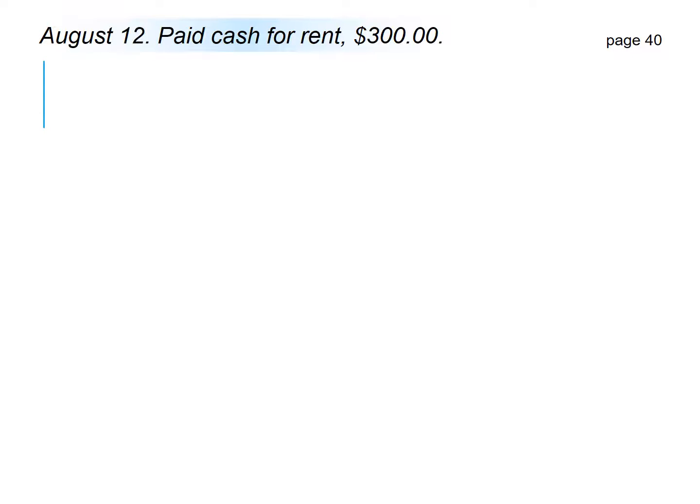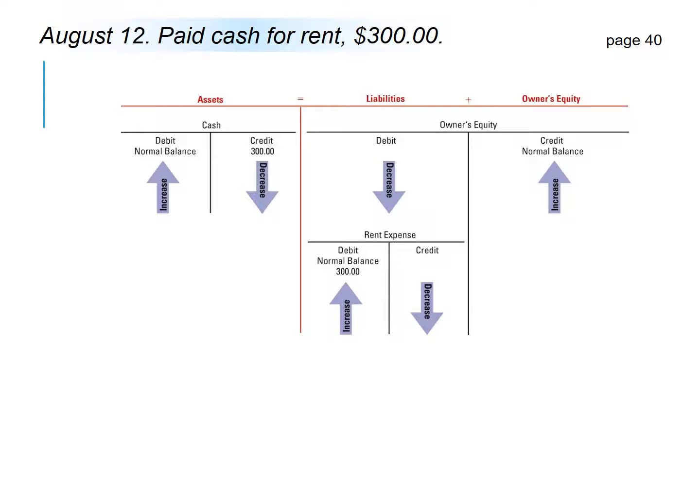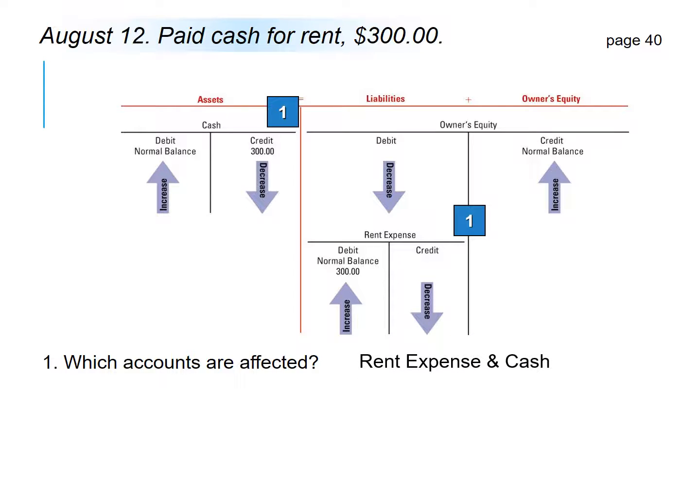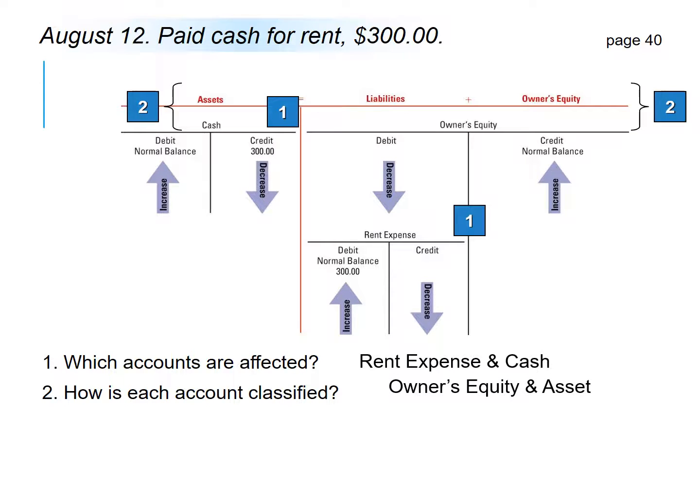August 12th, paid cash for rent, $300. What two accounts are affected? We know that we paid cash, so cash is affected, and we paid for rent. So we know rent expense will be affected. So our two accounts are rent expense and cash. How is each account classified? We know that rent expense is an owner's equity account and cash is an asset.